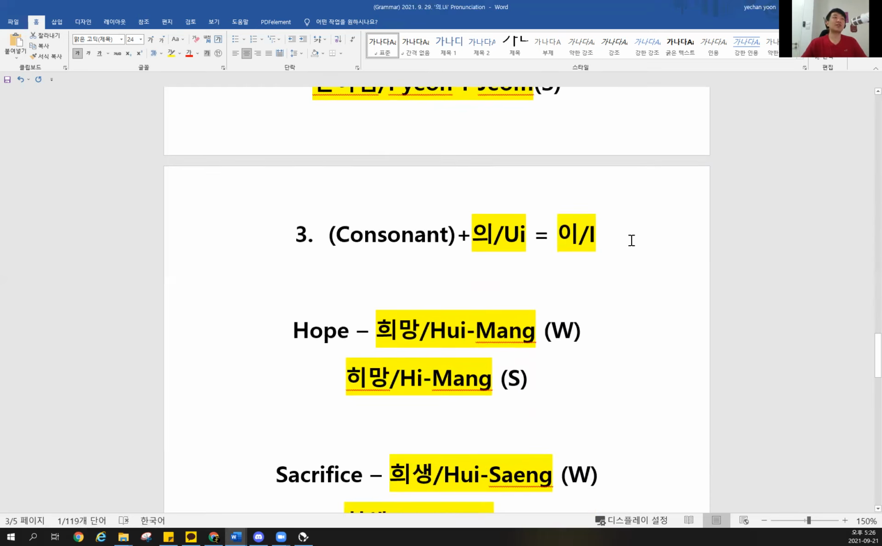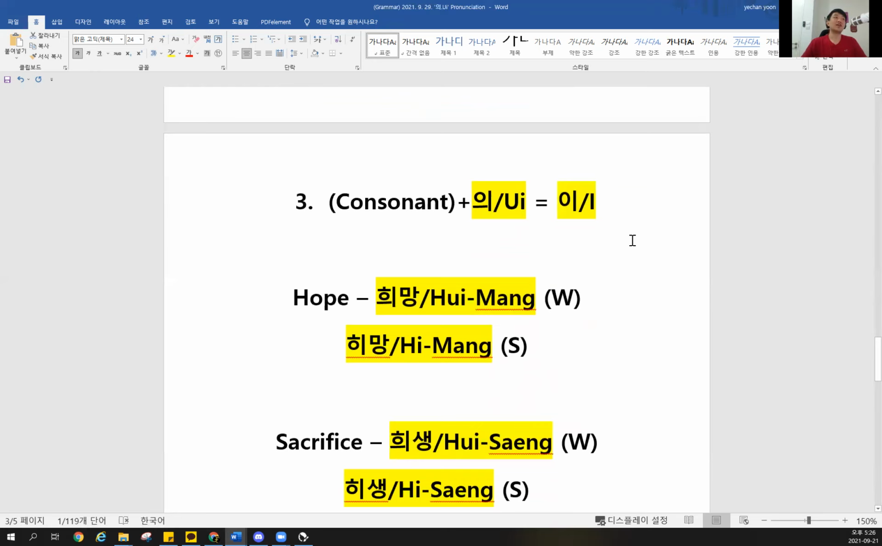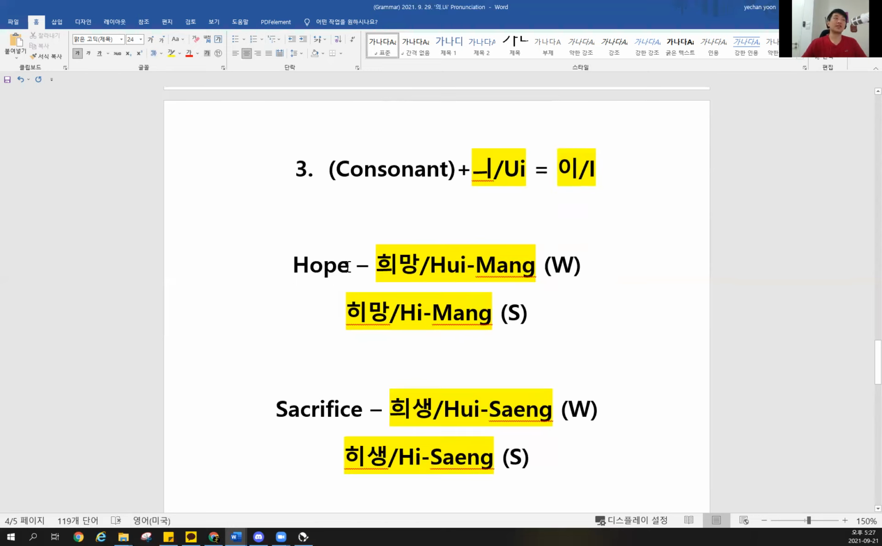All right. Next one. Consonant plus 의, you can pronounce as e. Okay, consonant plus 의, like this, you can speak like e. Okay, so for example, like this.